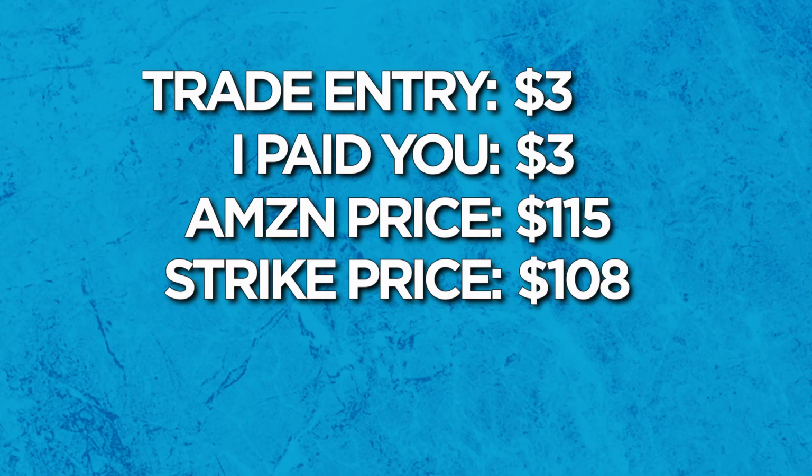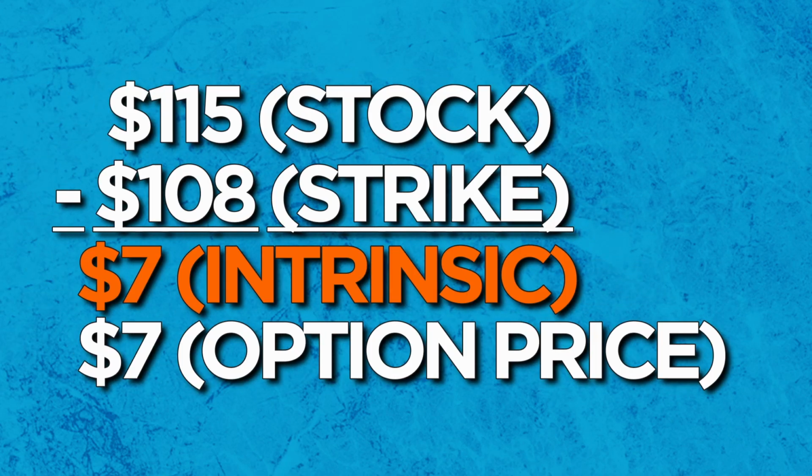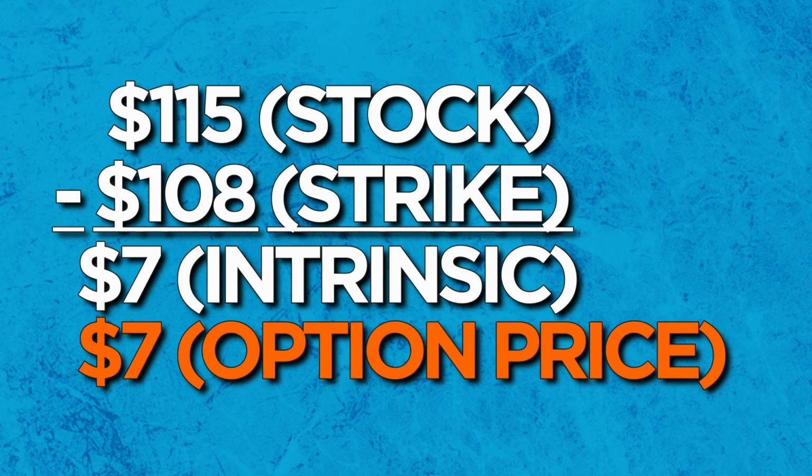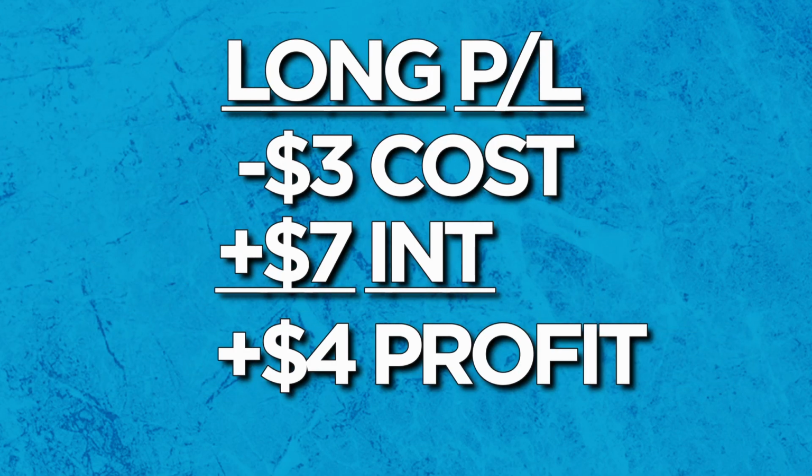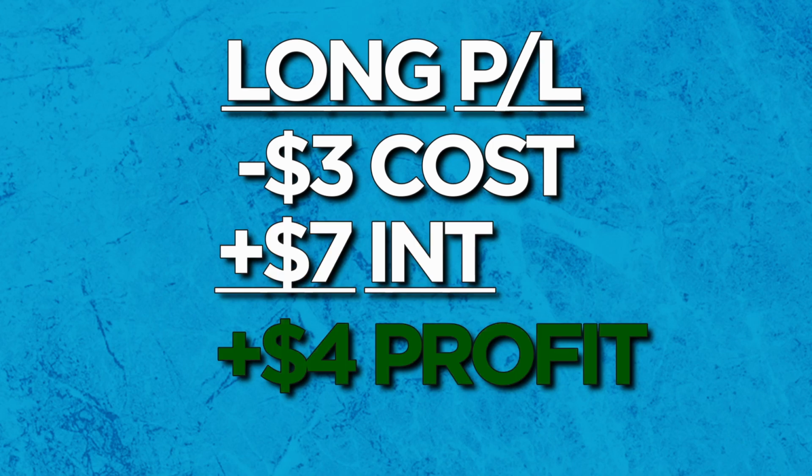But now it's time to tally up those gains and those losses. Let's say, for the purposes of this example, that when we originated this contract, several weeks ago or whatever, I bought the contract from you for $3. Right now, Amazon is $115. The strike price of the contract is $108. So the intrinsic value of this contract is $7. The option price is going to be $7 because, again, we're at expiration, so there's no extrinsic value. So if I paid you $3 and I'm up $7, based on the intrinsic value in the contract, I'm going to net out to +4.